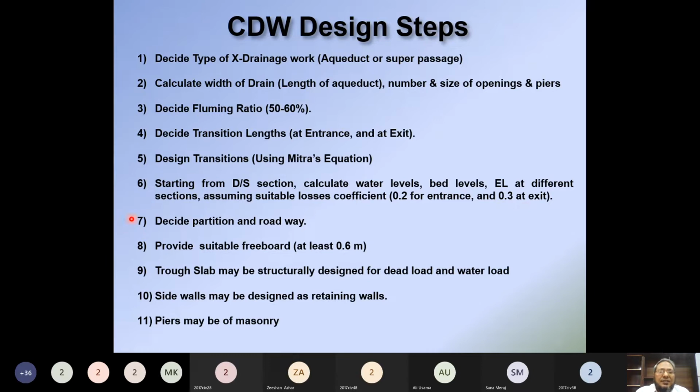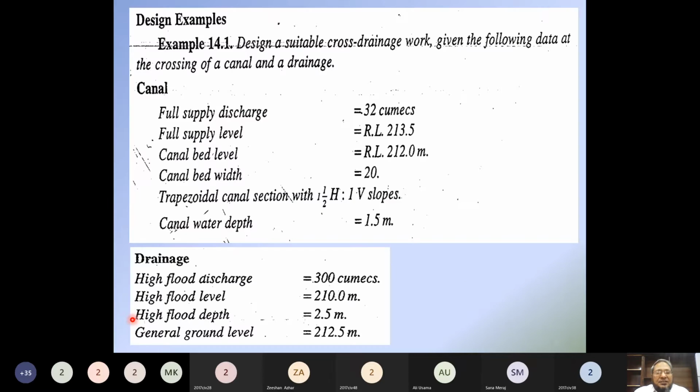And then number seven, decide partition and roadways. Number eight, provide suitable freeboard, usually 0.6 meter. And number nine, trough slab must be structurally designed for dead load and water load. And the next is side walls may be designed as retaining walls. Those walls would have water pressure, and they should be designed as retaining walls. And the piers may be of masonry or maybe of concrete.